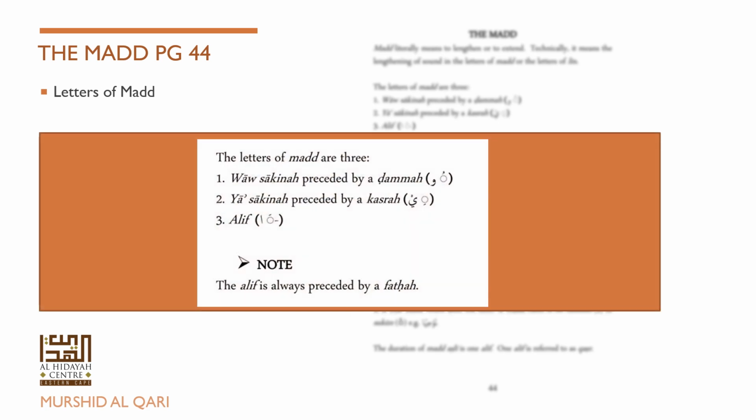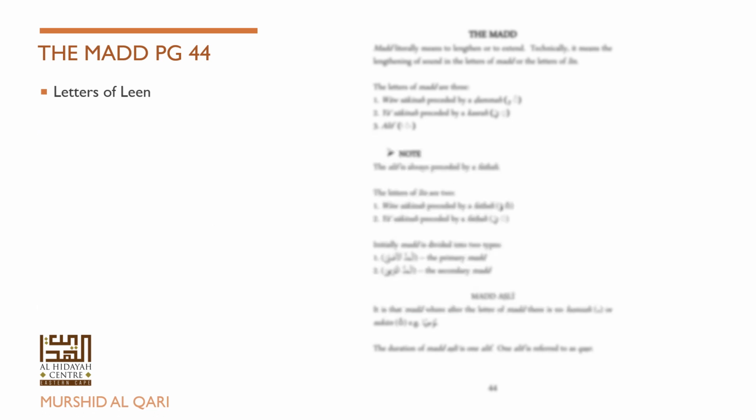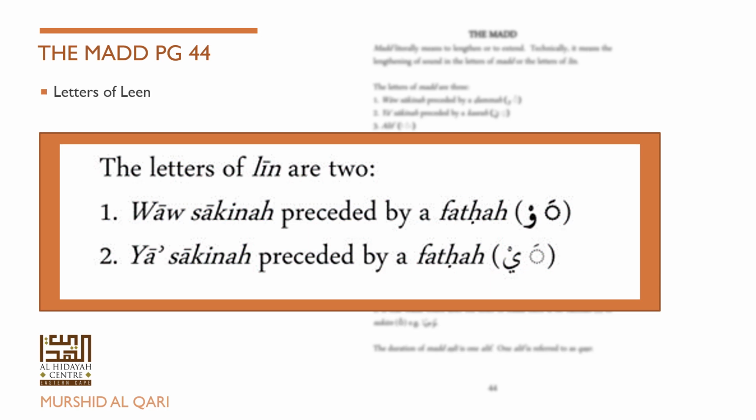Moving on, the letters of mad are waw sakina preceded by a dhamma, ya sakina preceded by kasra, and alif. Note, the alif is always preceded by fatha, so this we know. The letters of leen are two, waw sakina preceded by a fatha, and ya sakina preceded by fatha. So here there's a fatha before both of these letters, the waw and the ya. These two are called leen.